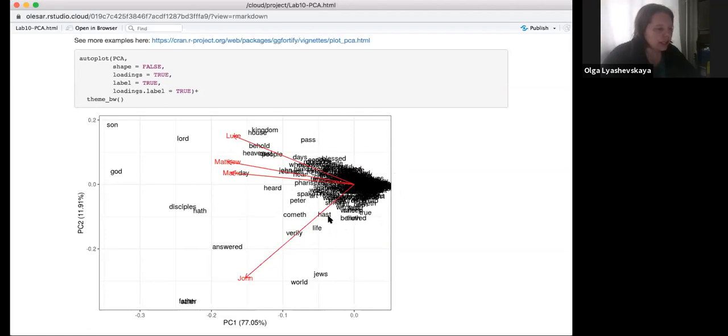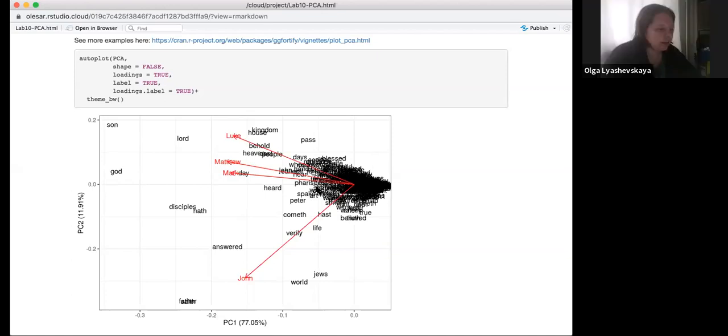We can also see some noisy black cloud here. Could you answer how we can interpret this kind of blob here near the origin point? So these are words that are used in all four gospels in roughly equal proportions. Right, so actually they don't differ that much in all four texts.